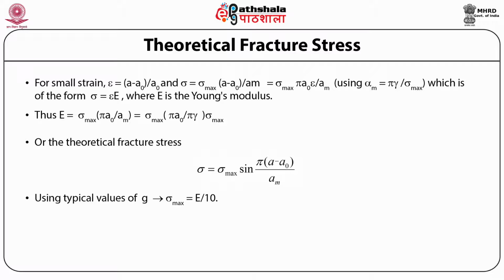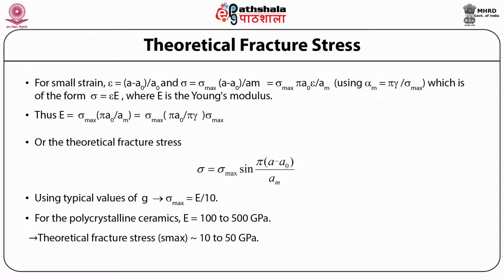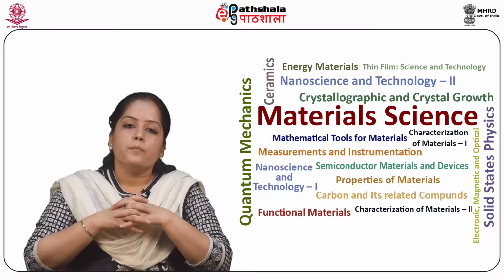So using typical values of gamma, sigma max is equal to E by 10. For polycrystalline ceramics, E is equal to 100 to 500 gigapascal. So the theoretical fracture stress sigma max should be between 10 to 50 gigapascal. Usually it is 100 to 500 megapascal, which is less by a factor of 100.